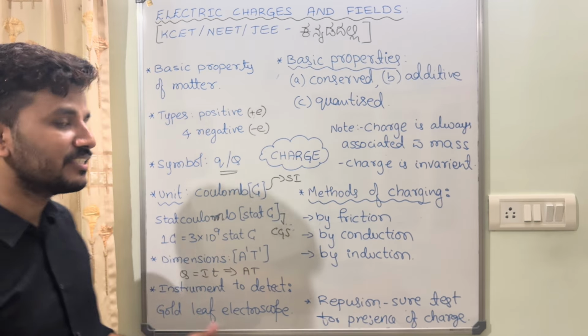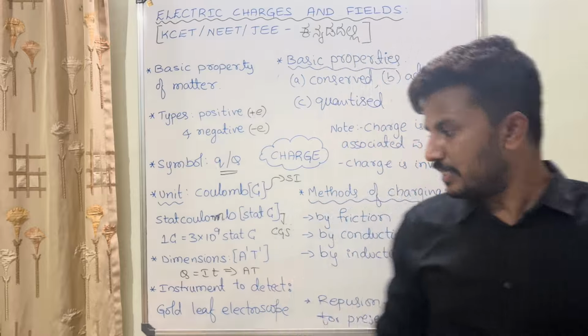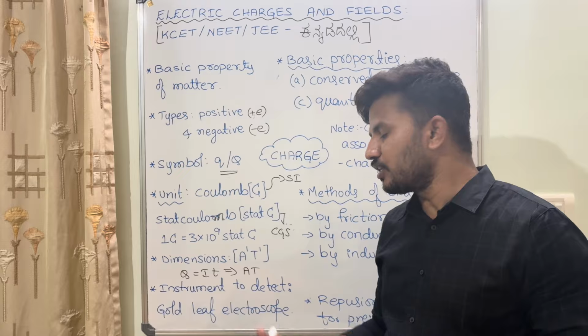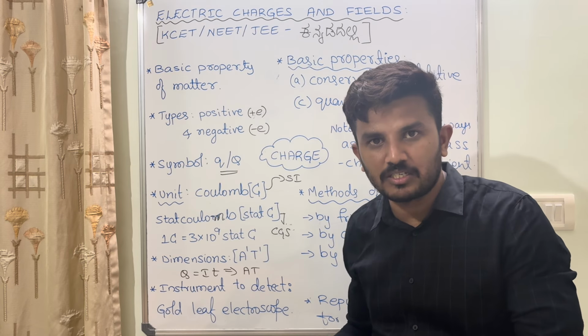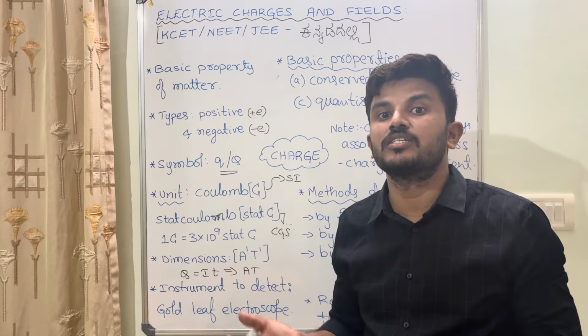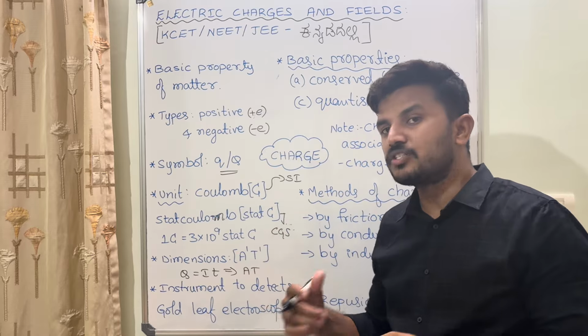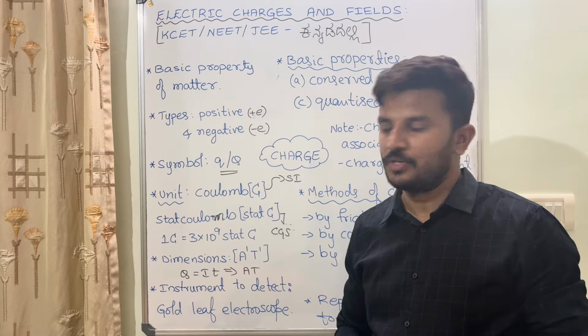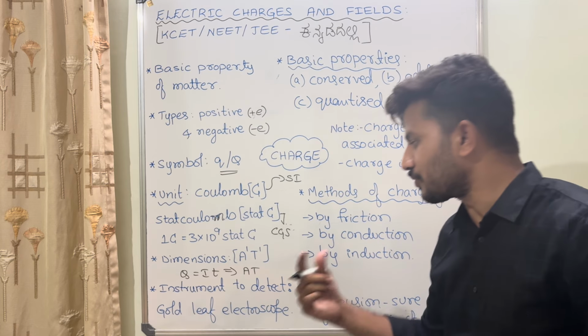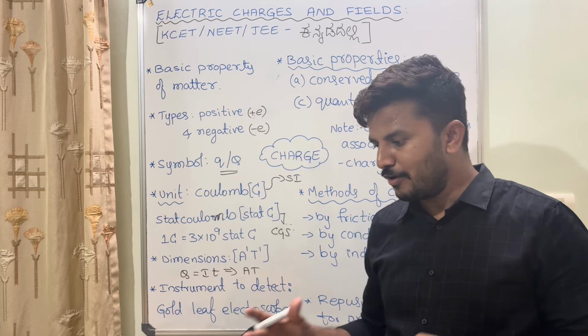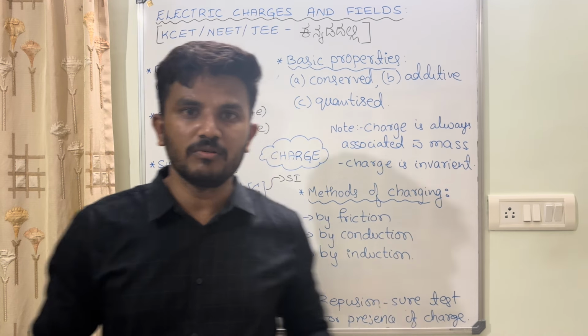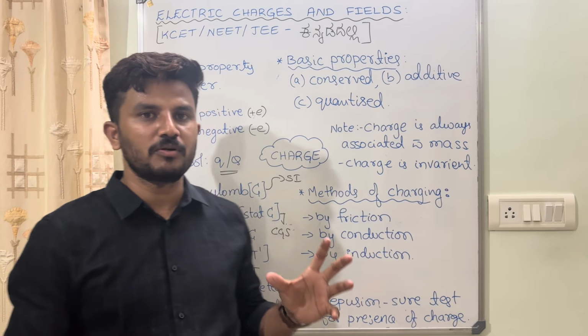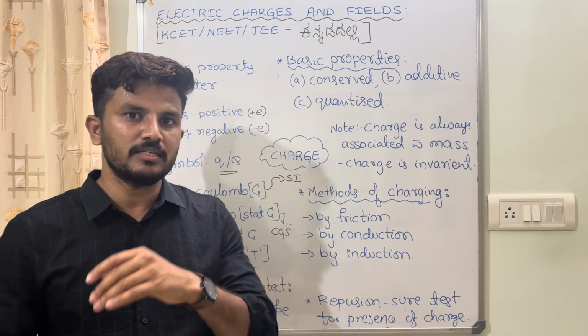Then how to detect charges? See, there is an instrument, initially it was used to detect the charges, not to check how much charge is there. It is to check whether the charge is present or not. That is the gold leaf electroscope. I have prepared a model experiment for this. So I will show you that in the next video.